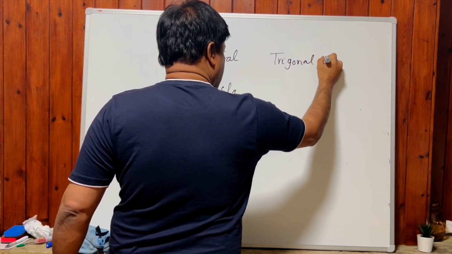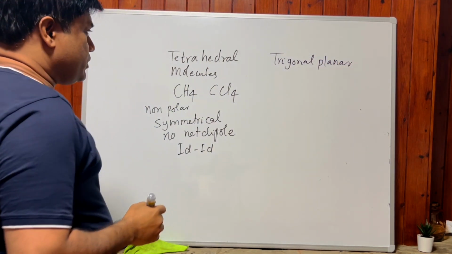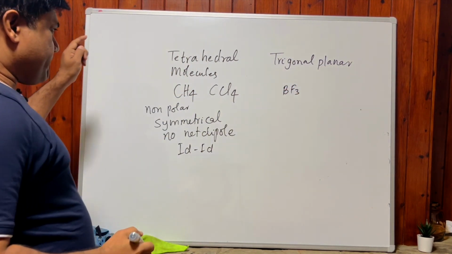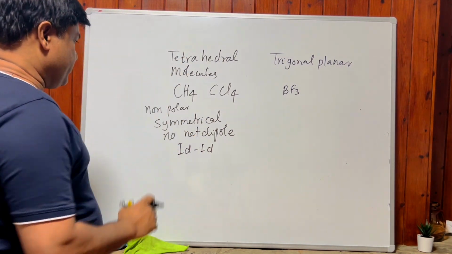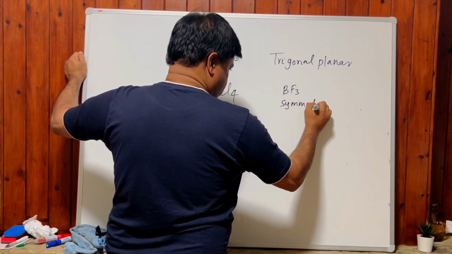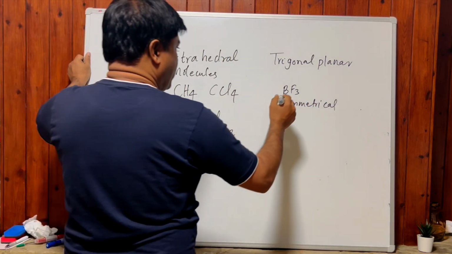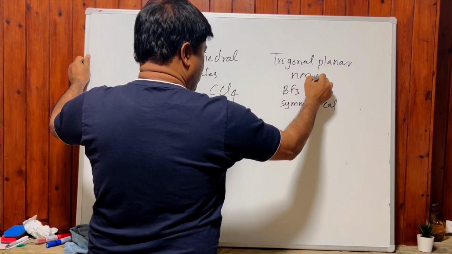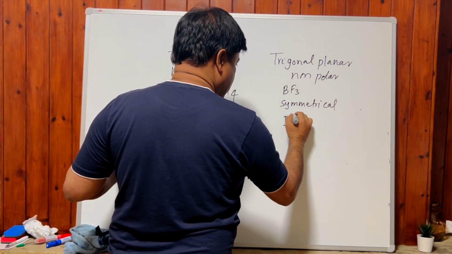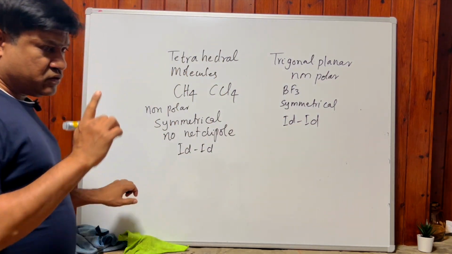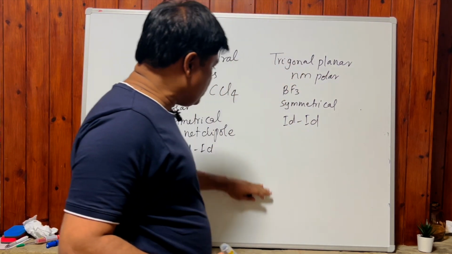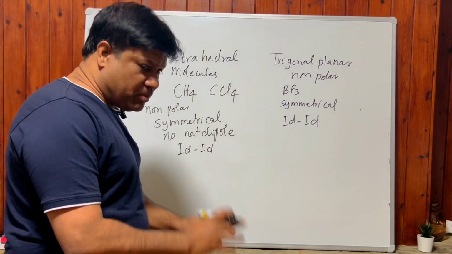After that we have trigonal planar molecules like BF3, boron trifluoride, perfectly symmetrical. Non-polar condition, non-polar, symmetrical, no net dipole, yes. So ID. All trigonal planar molecules have ID, induced dipole. It has no permanent dipole.